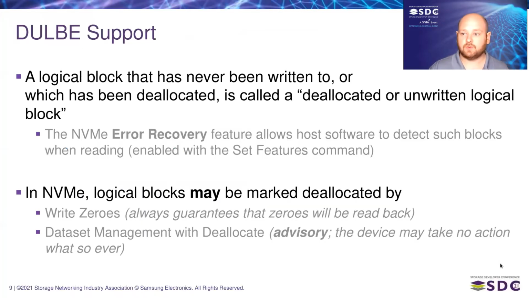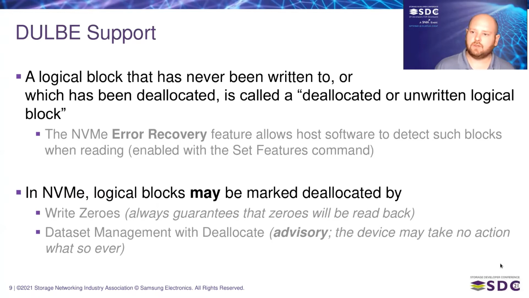So, new features. One of the new features that we got is universal DULBE support. DULBE is an error recovery feature of NVMe that allows the host to detect blocks that are unwritten or considered unwritten or deallocated by the device. It's a special recovery feature that you set using the Set Features command, and it will give you an error if you try to read one of these blocks.